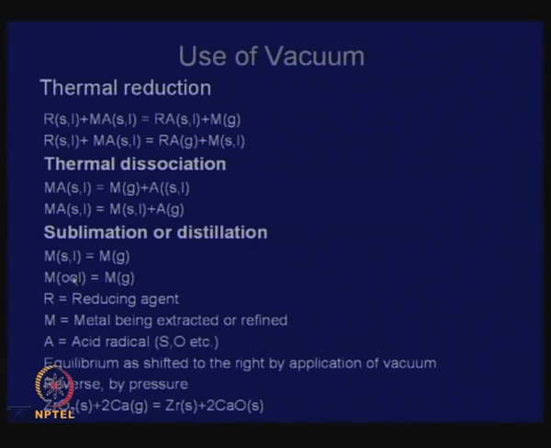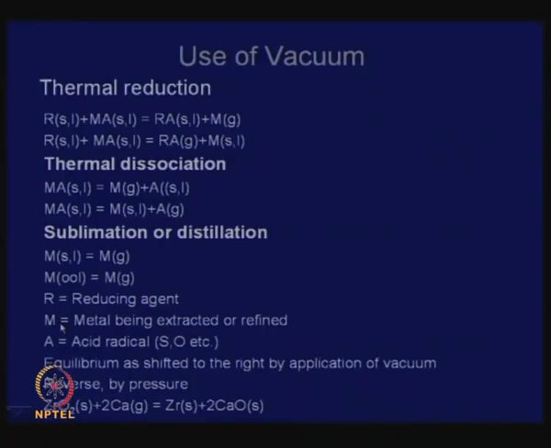This is not 00L, it should be metal in solution. In all these cases, vacuum will help. Now, in these things, R is a reducing agent, M is a metal being extracted or refined, A is the acid radical, which could be sulfur, oxygen, etc. And in all cases, equilibrium is shifted to the right by application of vacuum.